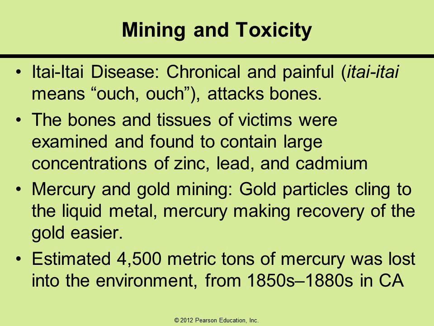Mercury was used back in the 1800s in California, and it's estimated that 4,500 metric tons of mercury was lost to the environment during its use in California during that period. So there are some horrific and particularly dangerous mining procedures that exist and have existed, and this is just a few of them. There are many others.